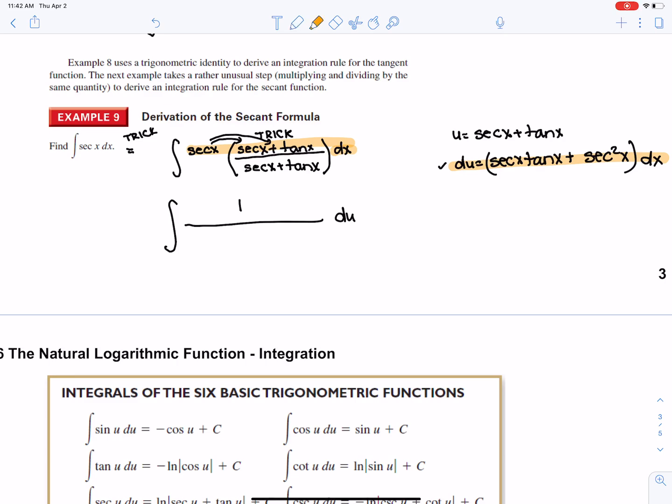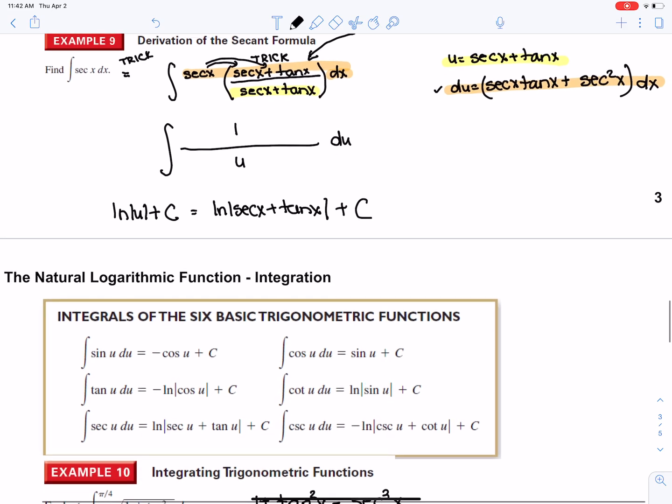And then the sec x plus tan x ended up being what I used for my substitution, which was 1 over u. My integral becomes ln of absolute value of u plus c, and then ln of sec x plus tan x plus my arbitrary constant. So if you don't remember this trick term, you are probably not going to remember how to integrate secant, and it does come up in the future quite a bit, so try to recall that information as you need it.